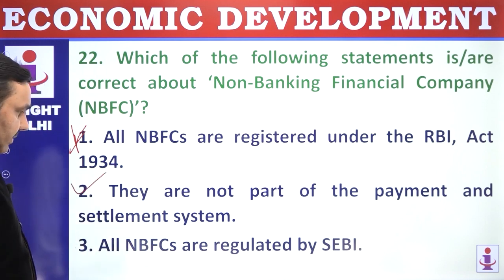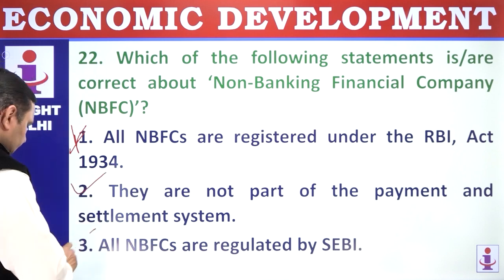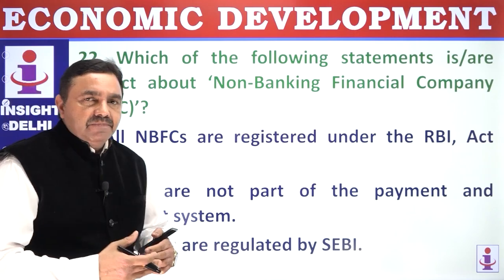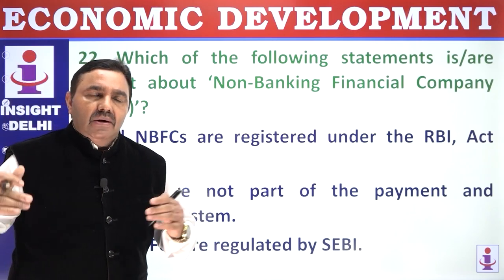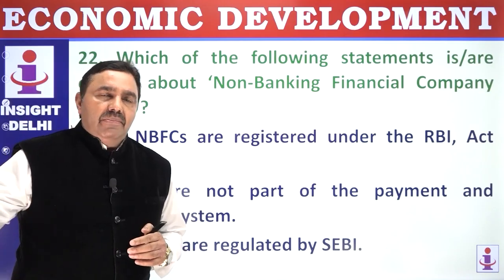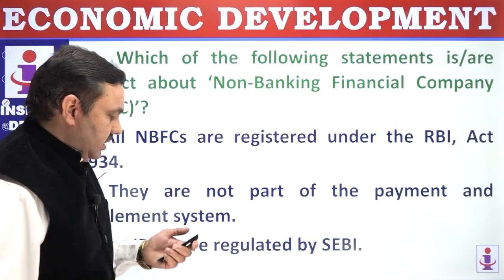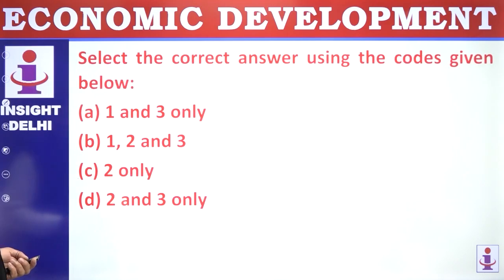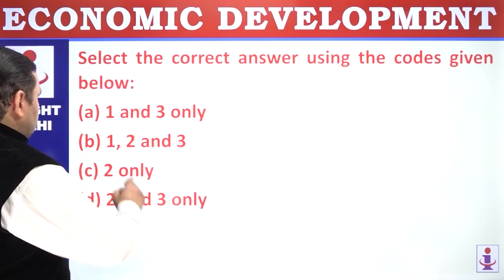They are outside that. All NBFCs are regulated by different agencies because there are different kinds of NBFCs. Some are for giving loans, some are for transactions, some are for payment banks. So there are different kinds of regulators for NBFCs, not 1. So 1 and 3 are wrong here. 2 is correct. Which one is correct? 2.